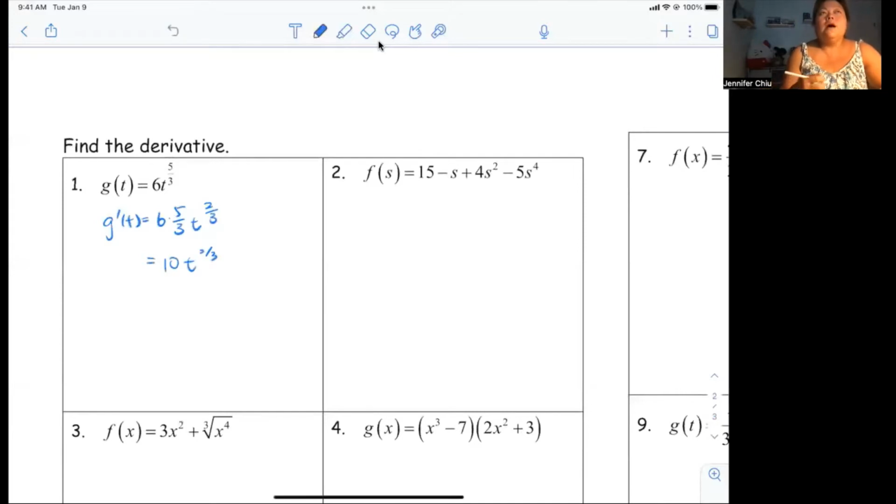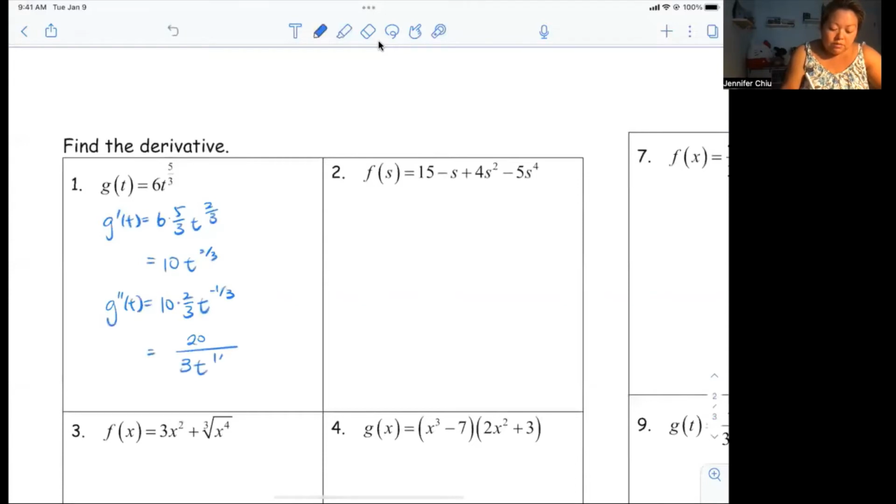Beautiful. Now, you take the derivative one more time, so it's g double prime, right? So it's 10 times 2/3, t now 2/3 minus 1 will give you a negative 1/3. So be in a good habit of rewriting it into a fraction. So it will be 20 over 3, t to the positive 1/3. You can leave it as t to the 1/3. You don't really have to rewrite it as a cube root, but writing it in this fraction form is going to be super helpful for later chapters, okay?